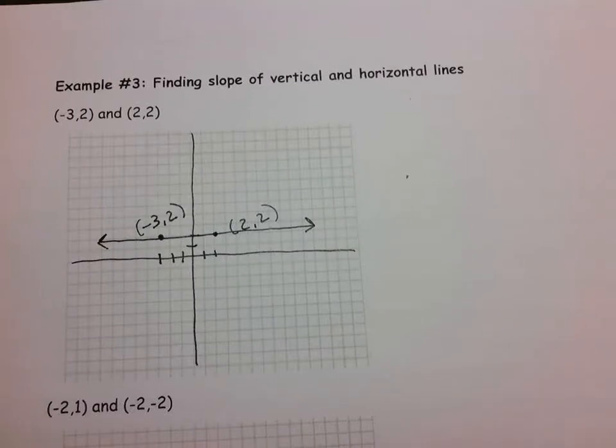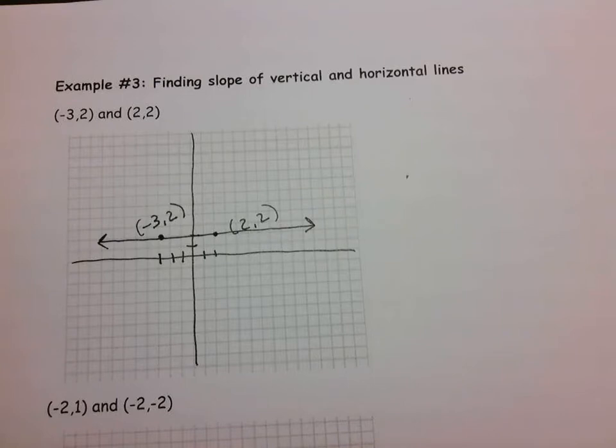Okay, so example number 3, finding slope of vertical and horizontal lines. So the first thing I want you to do is graph negative 3, 2, and 2, 2. And then on the next example, it says negative 2, 1, and negative 2, negative 2. Go ahead and graph all of those points and draw those two lines on those next two examples there.